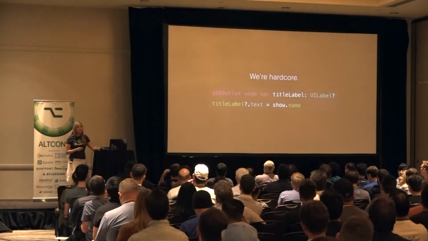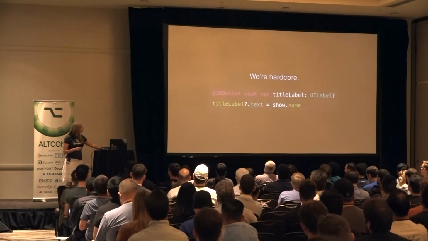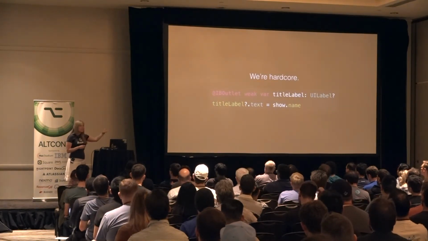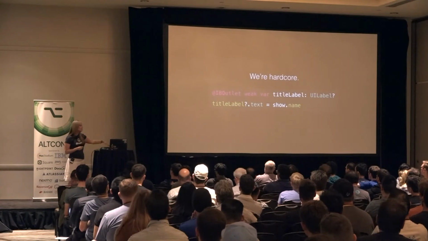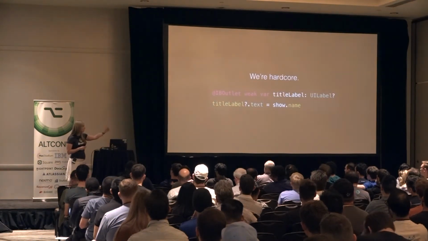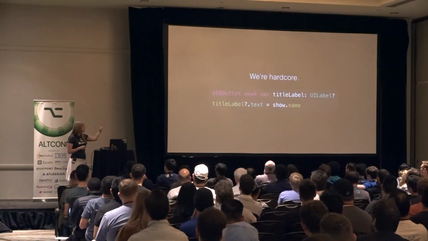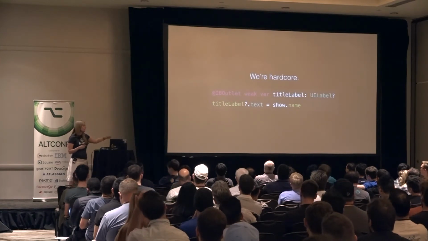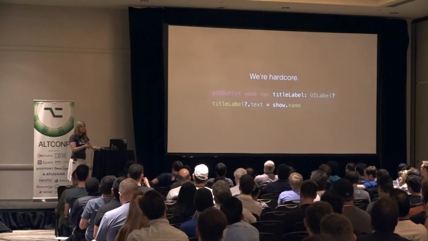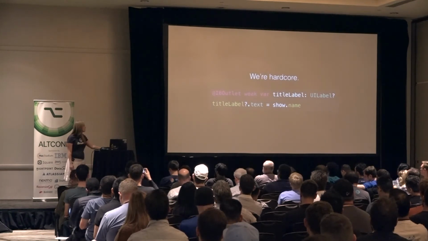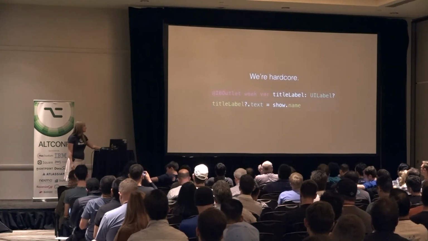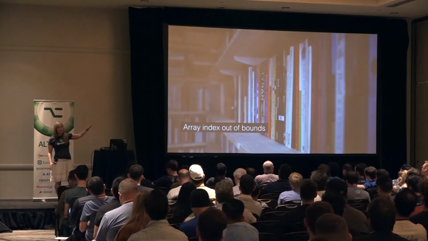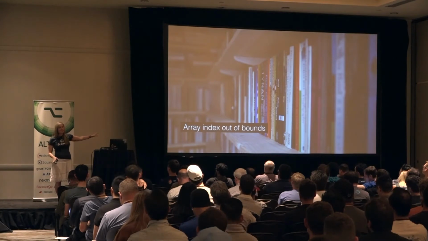And we're really hardcore. I mean, this is an interface builder outlet. These, by default, are force unwrapped, and we change them to allow for nil values. So what's really nice about this type of syntax is if title label is nil, this next line does nothing, which is great. And it's no more lines of code than how it would be typically written if it was force unwrapped.